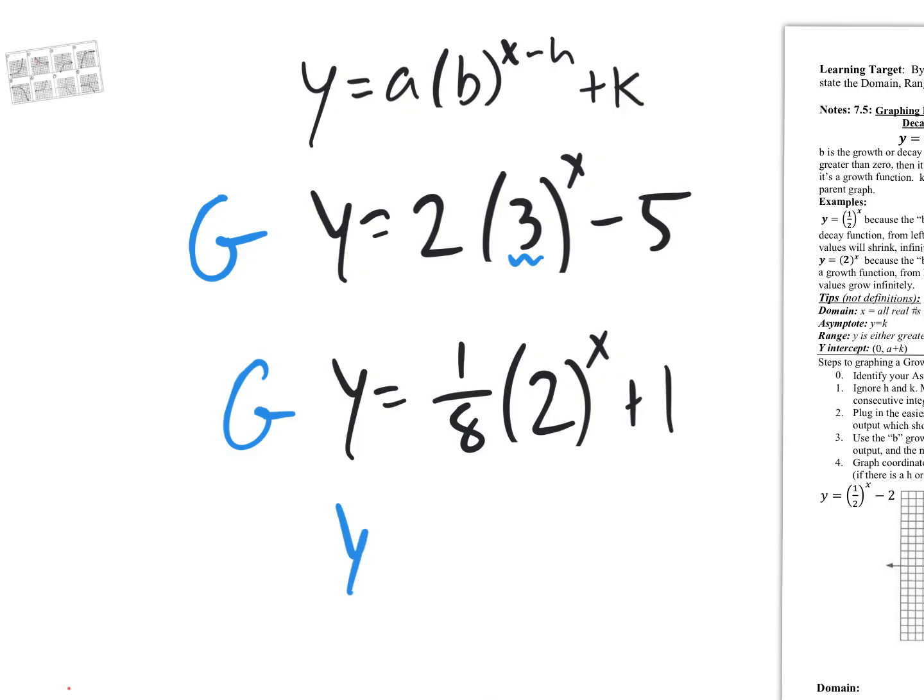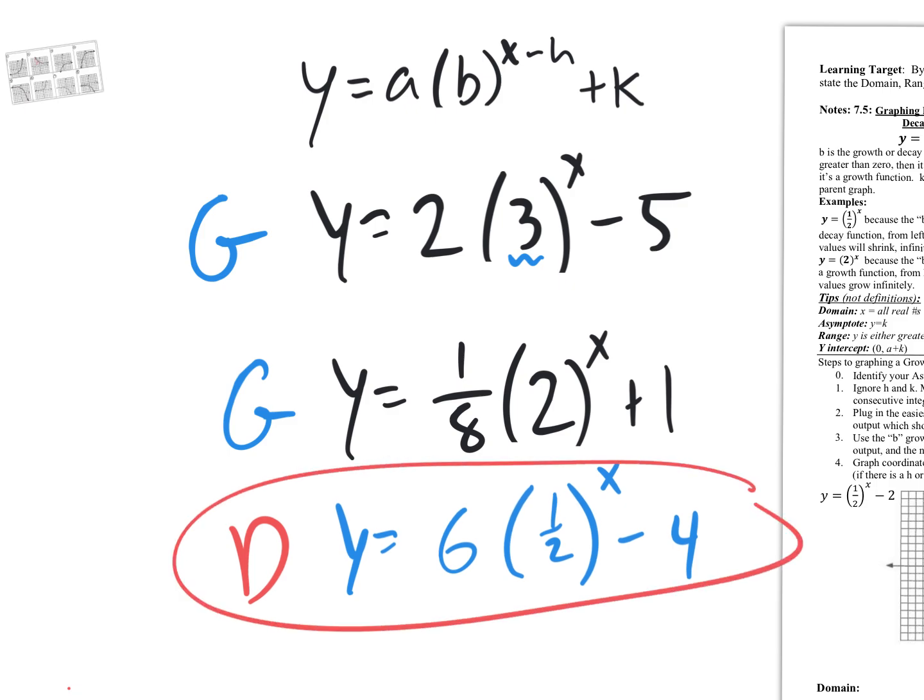Now, if you look at this one, let's say y equals 6, parenthesis, 1/2 to the x minus 4. This is a decay function. Why is that? Because the base is less than 1. The base is 1/2. Anytime you multiply something by half, it's going to decay, it's going to shrink. If I say 10 times half, it's going to decay down to 5. Half of 10 is 5.